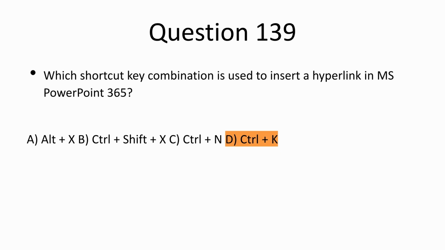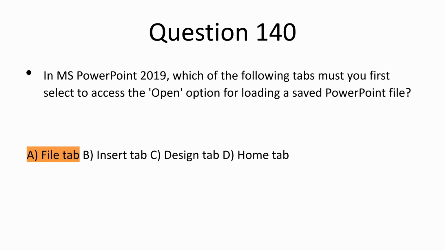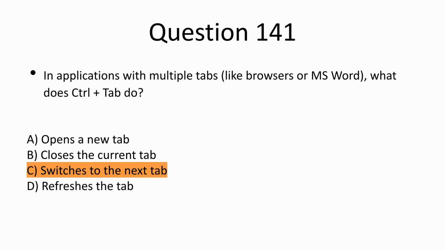Question 139 asks, which shortcut key combination is used to insert a hyperlink in MS PowerPoint 365? The correct answer is D, Control plus K. In MS PowerPoint 2019, which tab must you first select to access the Open option for loading a saved PowerPoint file? A, File tab is the correct answer. Question 141. In applications with multiple tabs, what does Control plus Tab do? The answer is C, switches to the next tab.